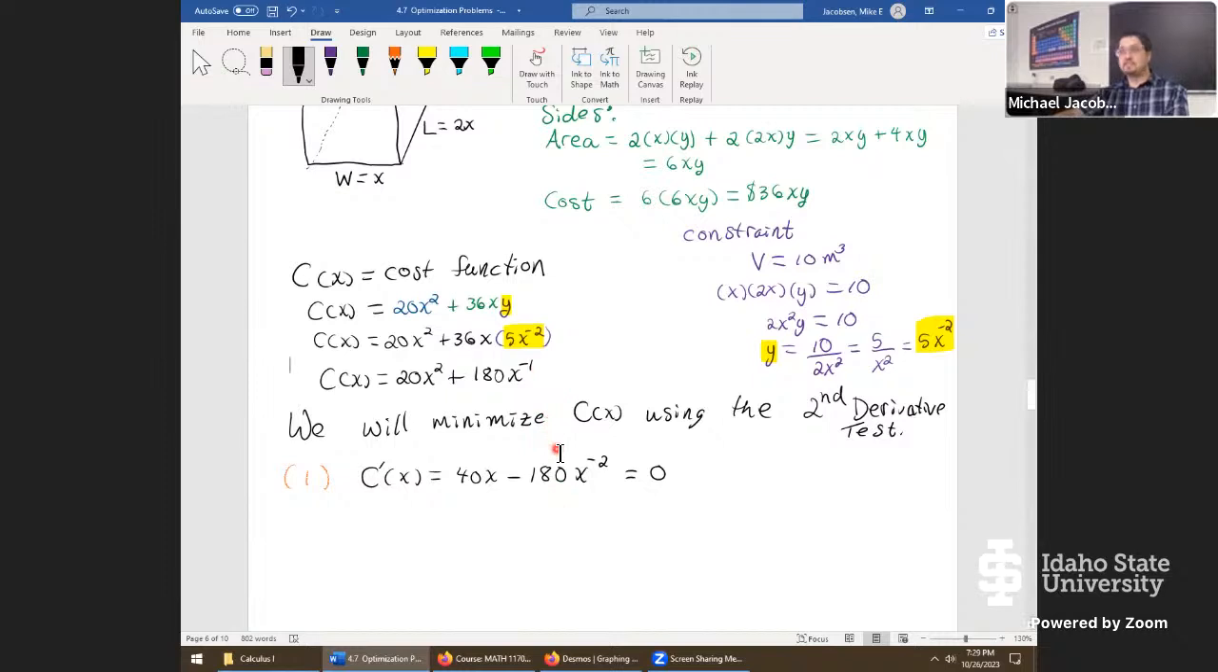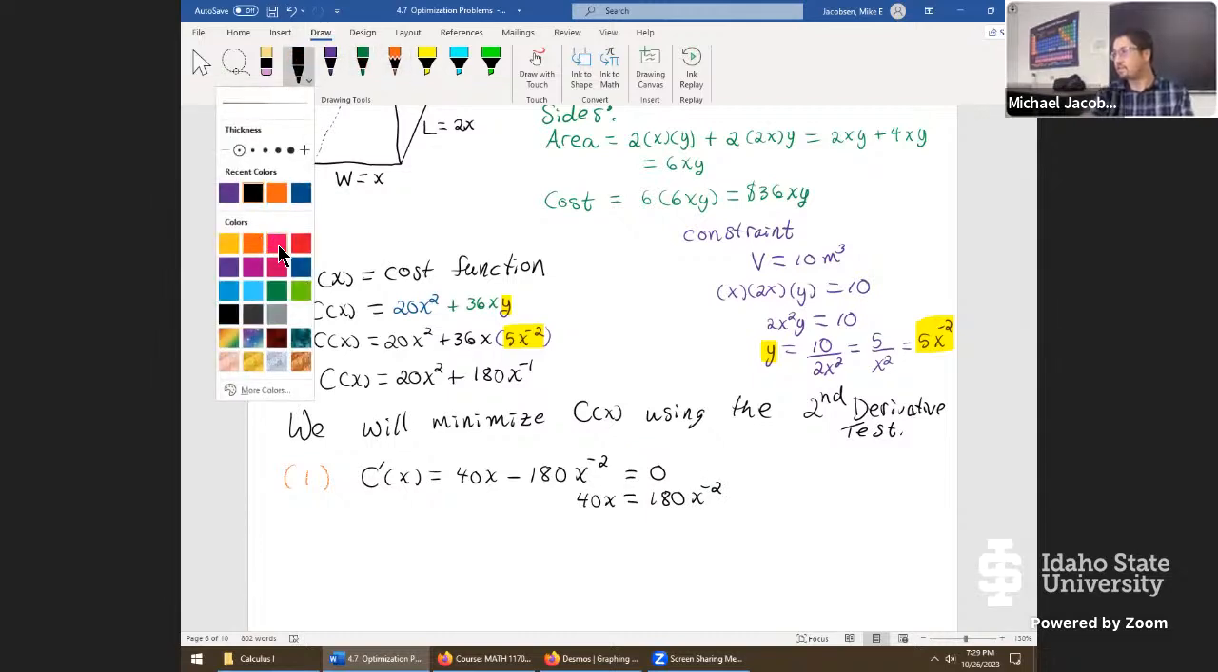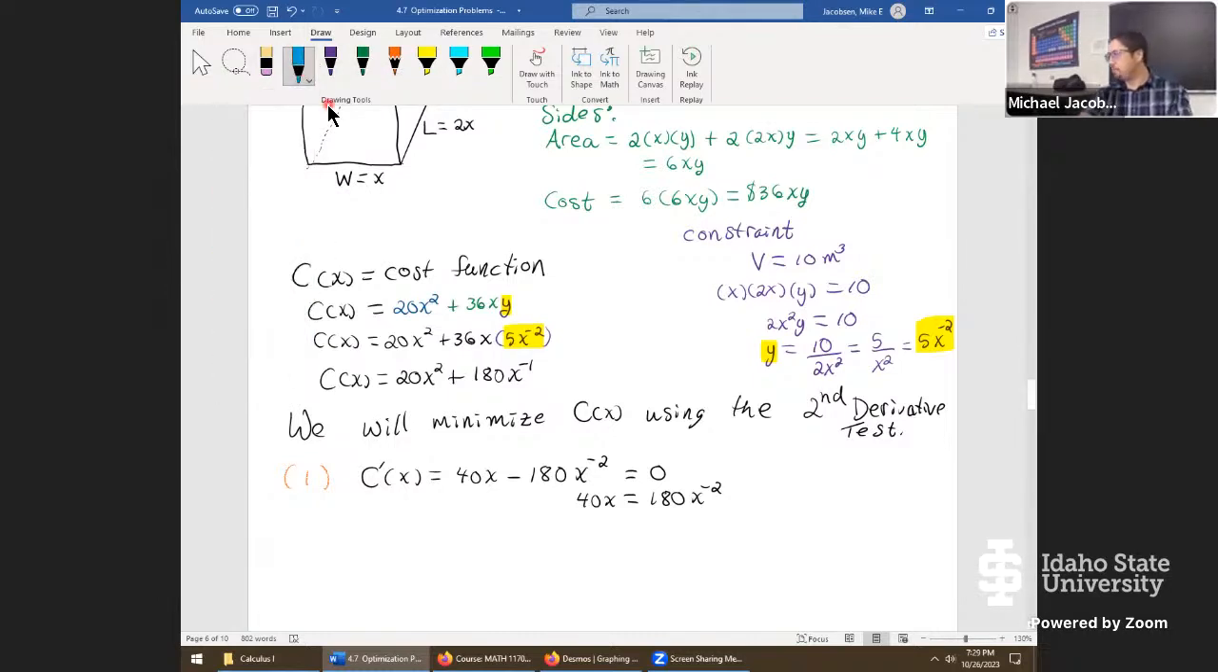What I would do to solve this equation is eliminate a denominator somehow. You can multiply both sides by x squared if you like, or you could visualize it in this way. You could take 40x, add 180 x power -2 to the right-hand side, then just multiply both sides by x squared. Let's use sky blue, why not? So x squared here, x squared here. Now we have 40x cubed equals 180. X power -2 and x squared, they just annihilate, it equals a 1.